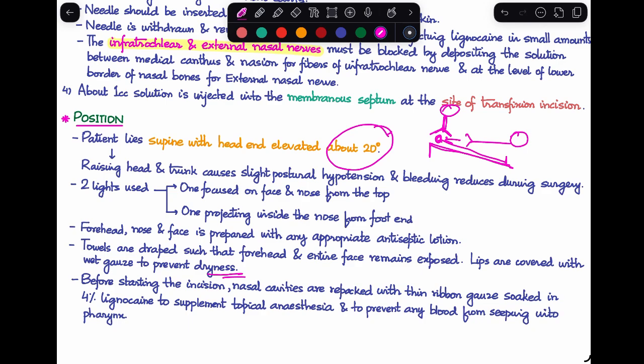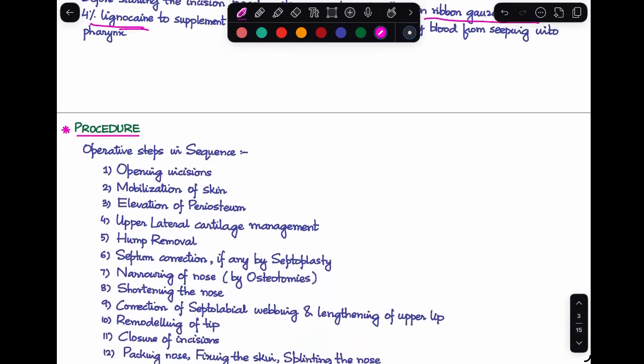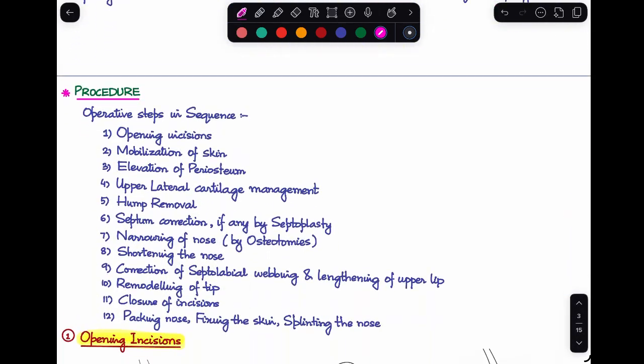Before you start giving your incision and start the procedure, the nasal cavities should be repacked with some thin ribbon gauze which has been soaked in 4% lignocaine to supplement the topical anesthesia that has been given and to prevent any blood from seeping into the pharynx. So, this is about preparing our patient for surgery. Now that the patient is prepared, we are going to start our surgery.